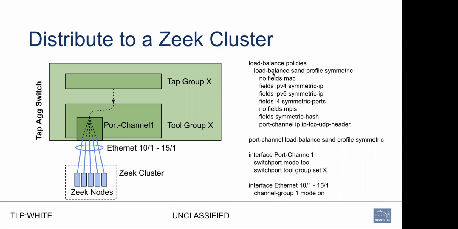In Arista, that involves configuring a load balance profile where you specify the criteria that you want the switch to use when it selects which interface to send a packet down. In our example, we're using IPs and port numbers. We have them set to symmetric mode, and then we are excluding things like MAC addresses and MPLS labels from that hash calculation. And then we apply that load balance profile to port channels. So when we create a link aggregation group for our Zeek cluster, we put it in a port channel and it inherits that load balance profile.